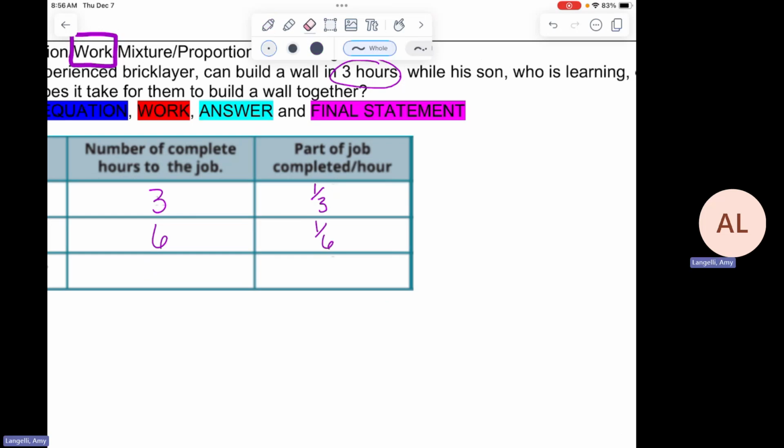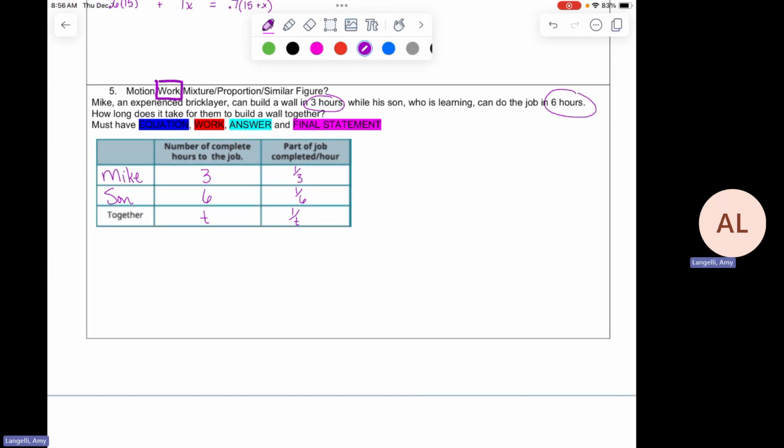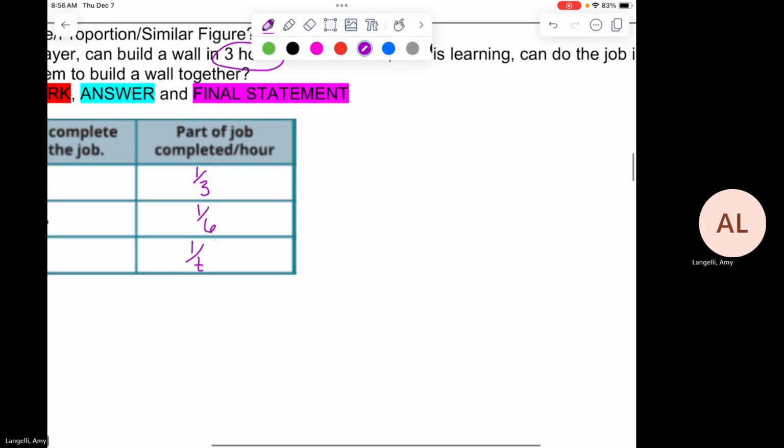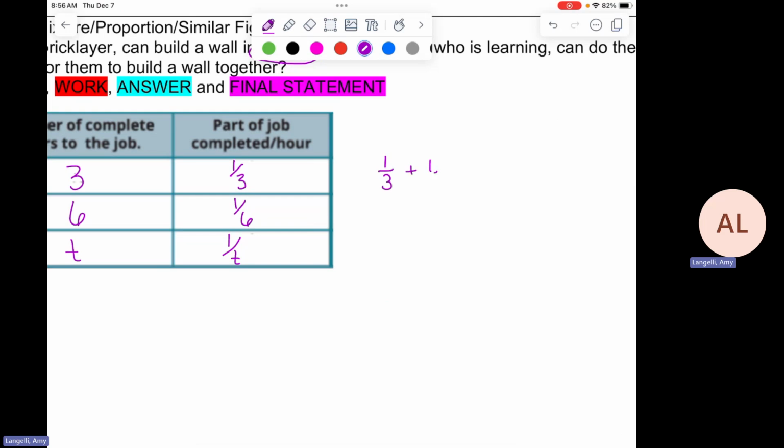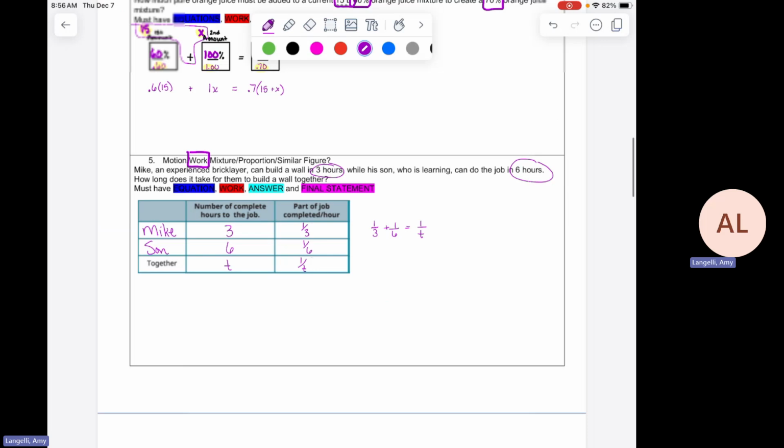What's that T stand for? Time. Yes, that's what that T always stands for. Sometimes they're like, hey, we did our homework together and it took us 30 minutes. It takes Mrs. Langeli 60 minutes. How long would it take whoever else is working with her? Sometimes your variable's in a different spot. All right, what's the equation then? Good. And then from yesterday, you have the skills to solve that.